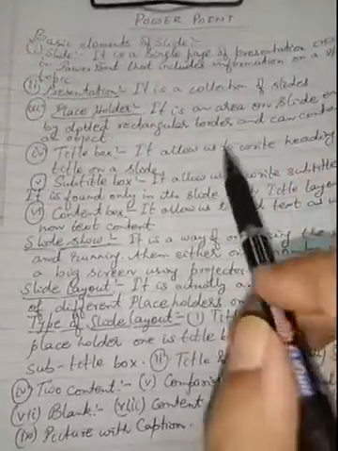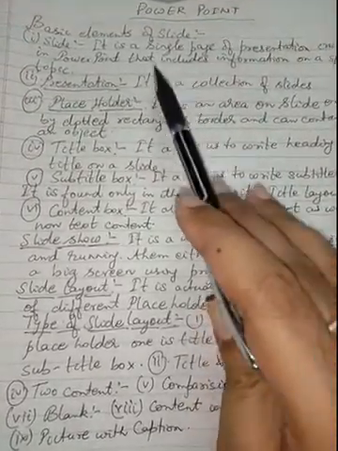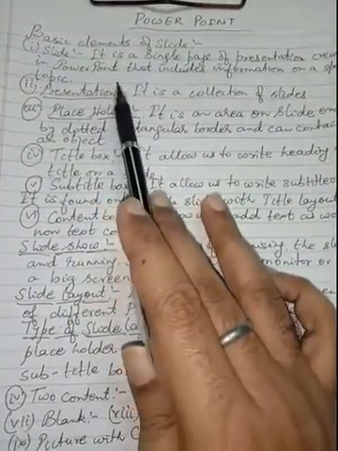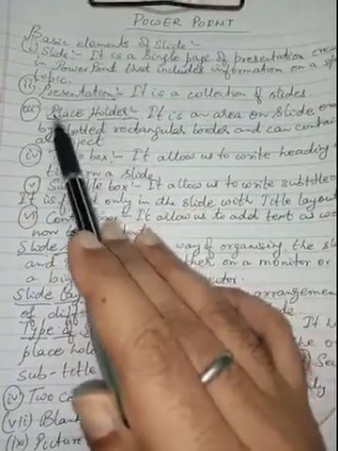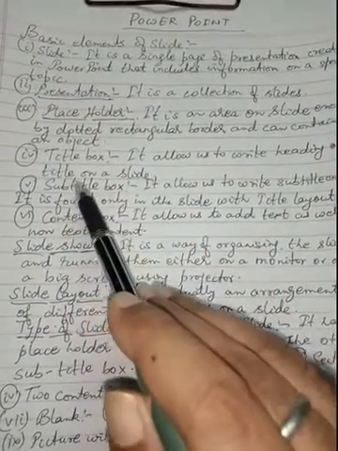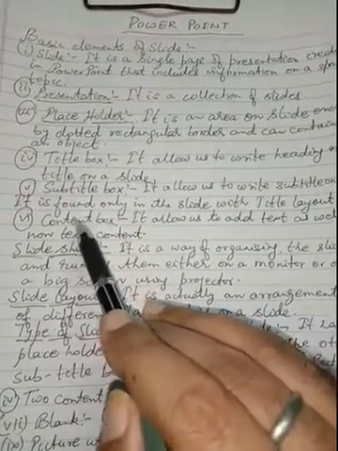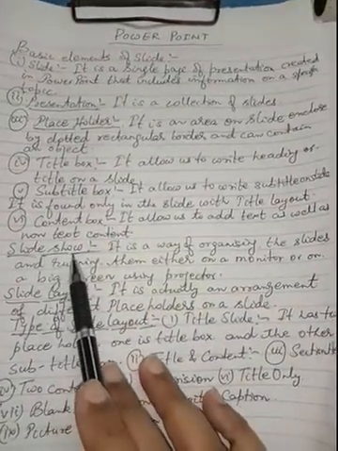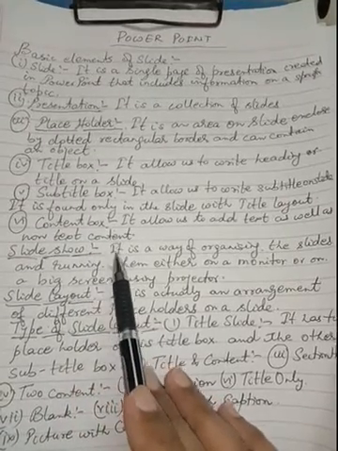So students, in this video we have discussed the basic elements of slides. The first is the slide: what is a slide, what is a presentation, what is a placeholder, what is a title box, what is a subtitle box, what is a content box. The next topic we discussed is what is a slideshow and what is the use of a slideshow.